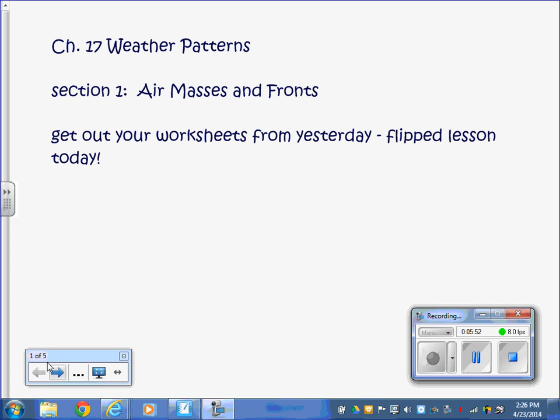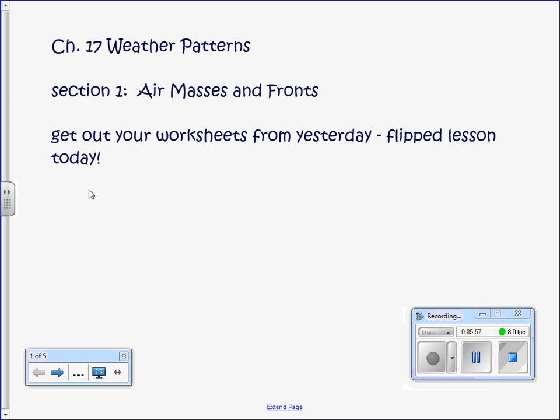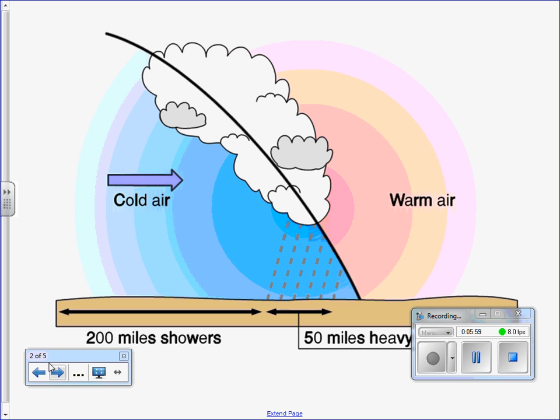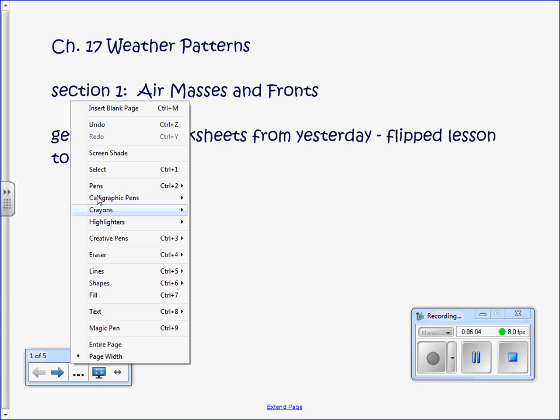We will start with types of air masses because a front is going to be where two air masses come together. So we need to know the types of air masses before we talk about the types of fronts.